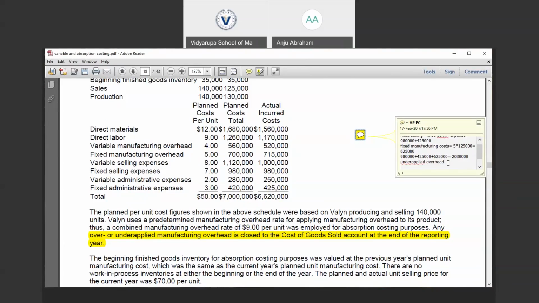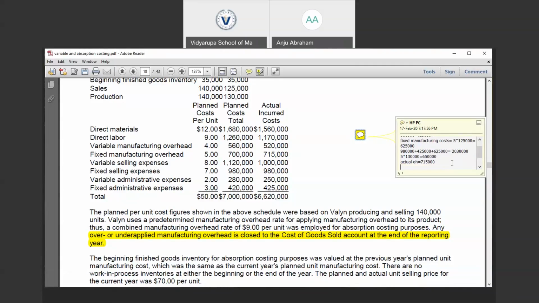So we need to compute the difference between the overhead applied and the actually incurred overhead. So the applied overhead was 5 into 130,000 of the production level, which is going to be 650,000. And what we applied to production or actually incurred, what is the underapplied or overapplied? It is the difference between the manufacturing overhead, which is as per the planned, budgeted, and which is actually incurred. So actual fixed manufacturing overhead was 715,000.